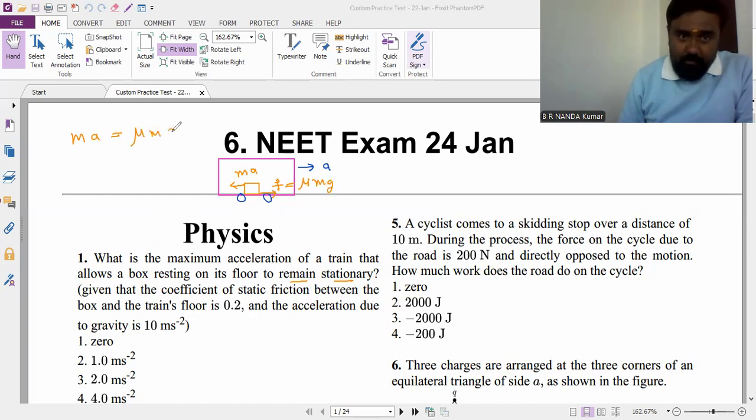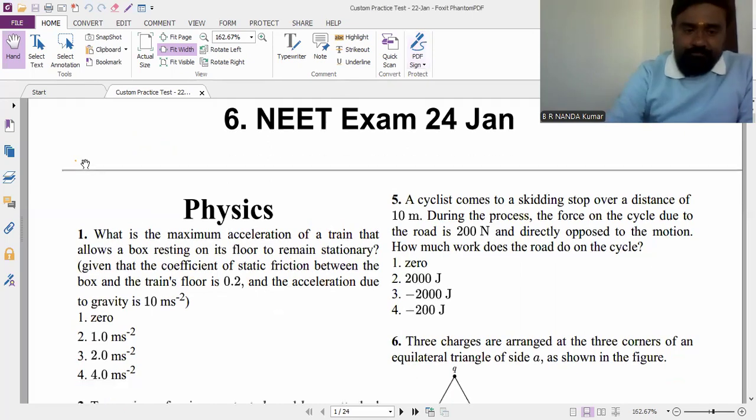So mu mg, so m cancels here. So acceleration is equal to mu into G. So mu is 0.2, so 2 into 10 power minus 1 into G, G is 10. So 10 cancels, 2 meter per second square. So the right answer is option 3. Third option is the right answer.